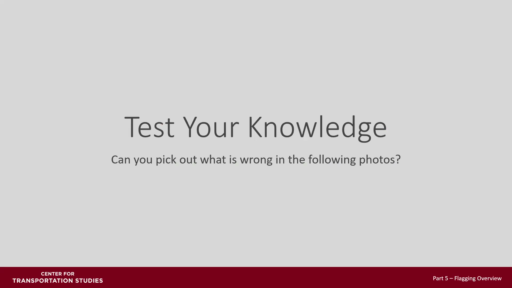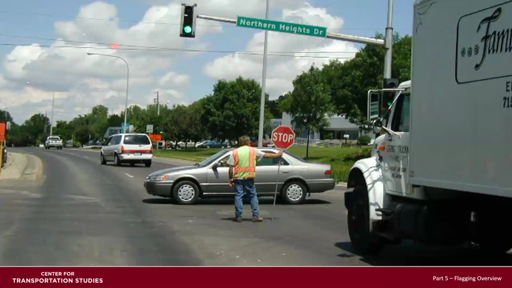Let's take a little time in the next few slides to test your knowledge. Can you pick out what's wrong with the following photos? Standing in the lane with your back to traffic and the stop-slow paddle, and actually standing in the intersection with traffic approaching from multiple directions.